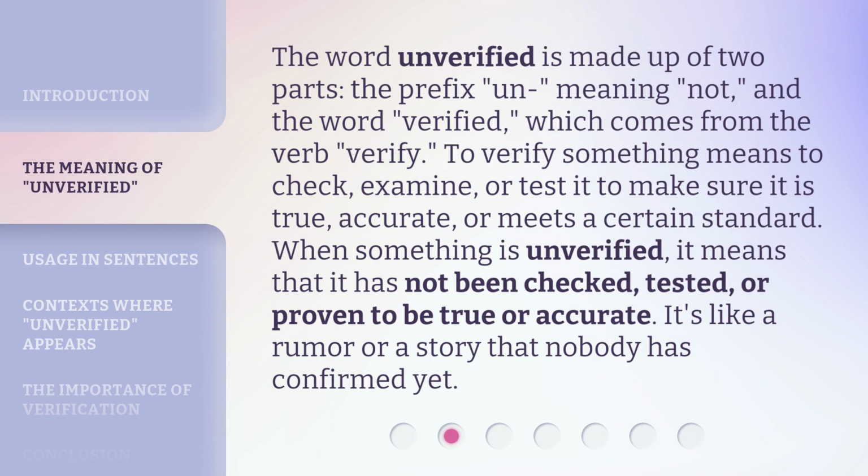The word unverified is made up of two parts: the prefix un, meaning not, and the word verified, which comes from the verb verify. To verify something means to check, examine, or test it to make sure it is true, accurate, or meets a certain standard. When something is unverified, it means that it has not been checked, tested, or proven to be true or accurate. It's like a rumor or a story that nobody has confirmed yet.